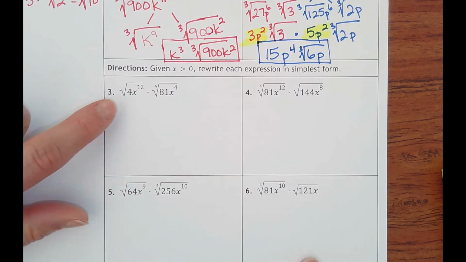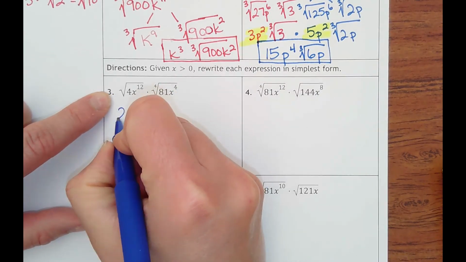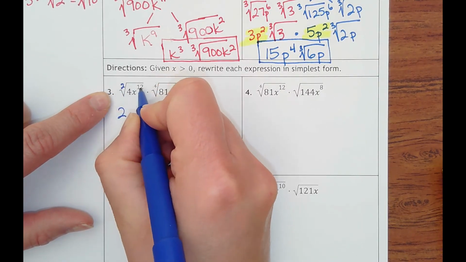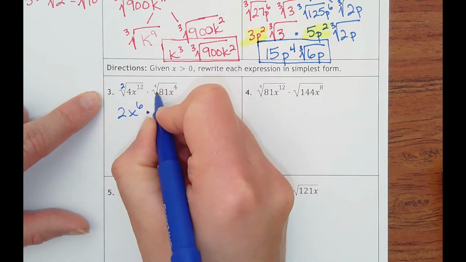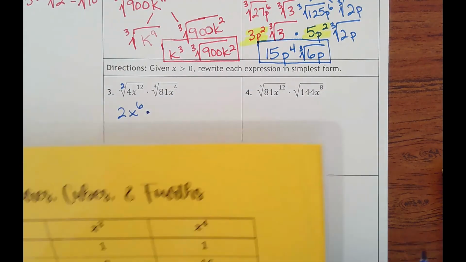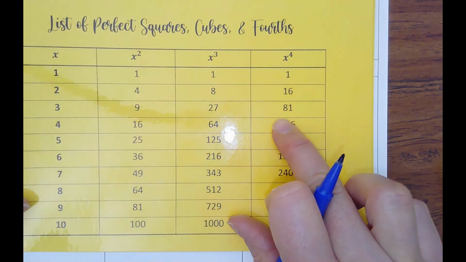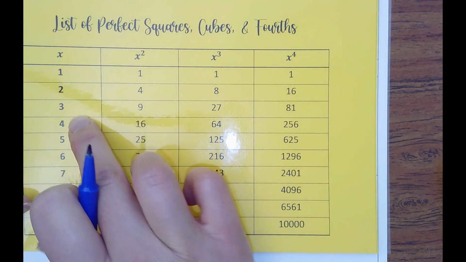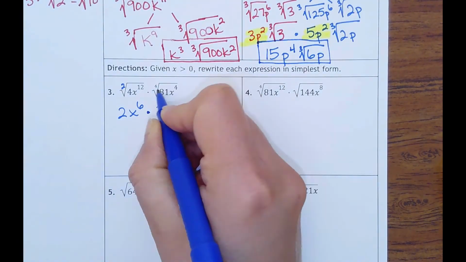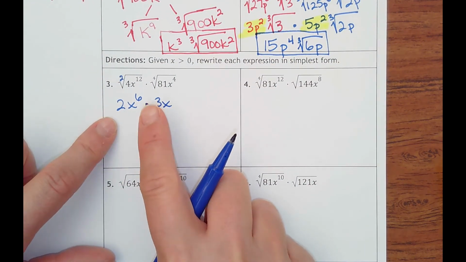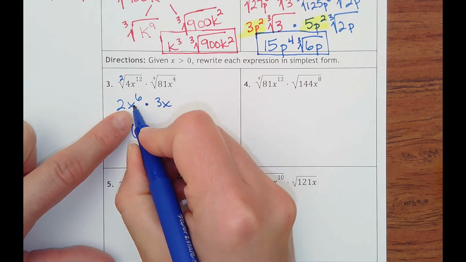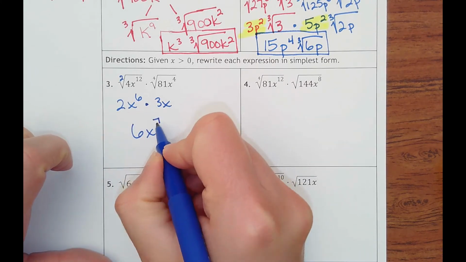All right, so the first one is the square root of 4, which would be a 2. This would be 12 divided by 2, which would get x to the 6th power, times the 4th root of 81. That is a perfect 4th. That is 3. And then 4 divided by 4 is 1, so just x. So this is really nice. You can just simply multiply. 3 times 2 is 6. X to the 6th times another x would make x to the 7th.